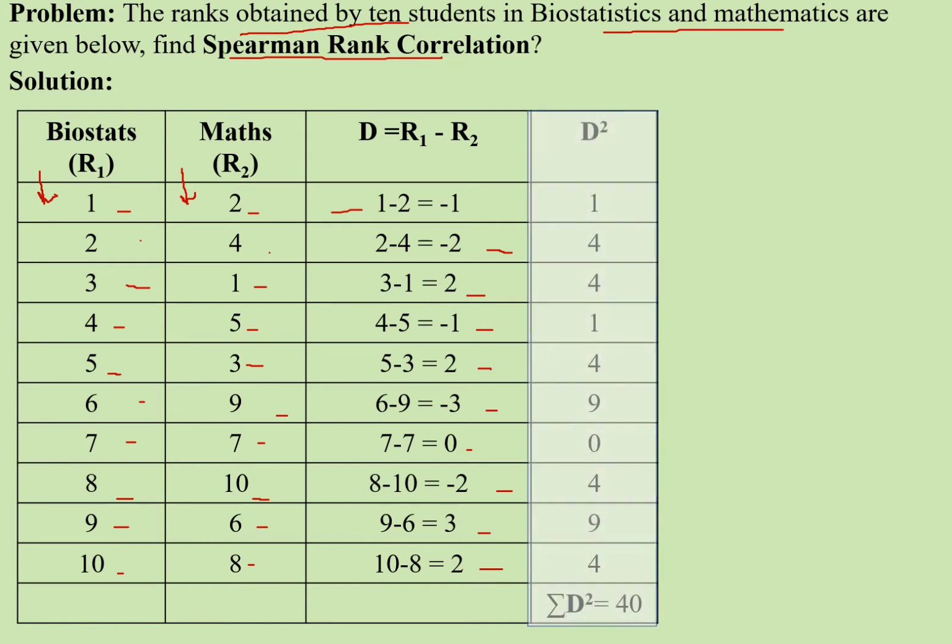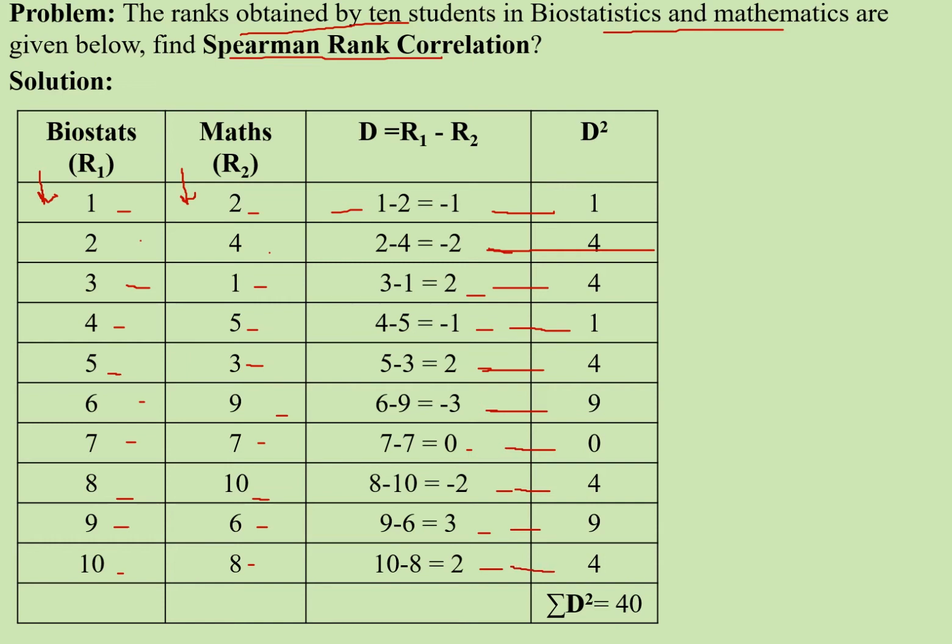Now find out d square. So minus 1 into minus 1 is 1. Minus 2 into minus 2 is 4. 2 into 2 is 4. Minus 1 into minus 1 is 1. 2 into 2 is 4. Minus 3 into minus 3 is 9. 0 into 0 is 0. Minus 2 into minus 2 is 4. 3 into 3 is 9. And 2 into 2 is 4.